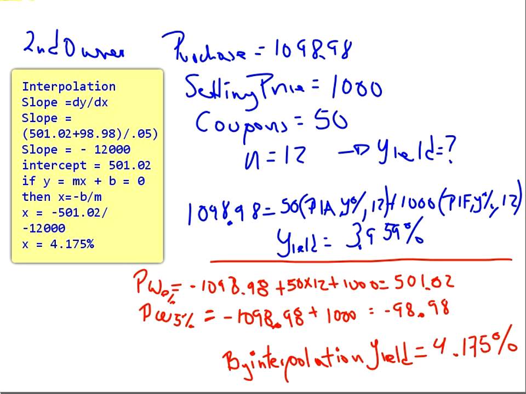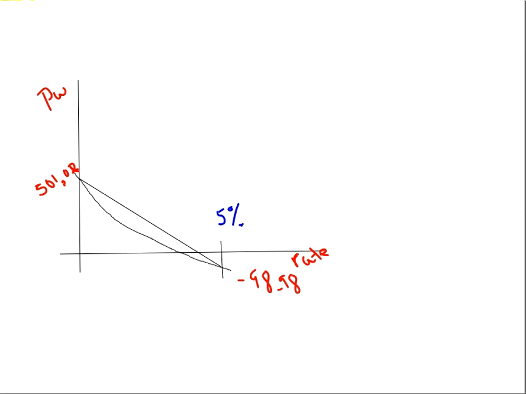Now, the reason why we don't have the same answer is because the present worth is not a linear function. However, this is close enough, approximate, good enough for your test. In order to explain what's going on with the interpolation, here we have a graph that represents the present worth in the vertical axis and the rate of discount for the second owner in the horizontal axis. We see that if it's discounted at 5%, the present worth for the investor is negative 98.98. If there was no interest rate, then the present worth for the investor would be 501.02.